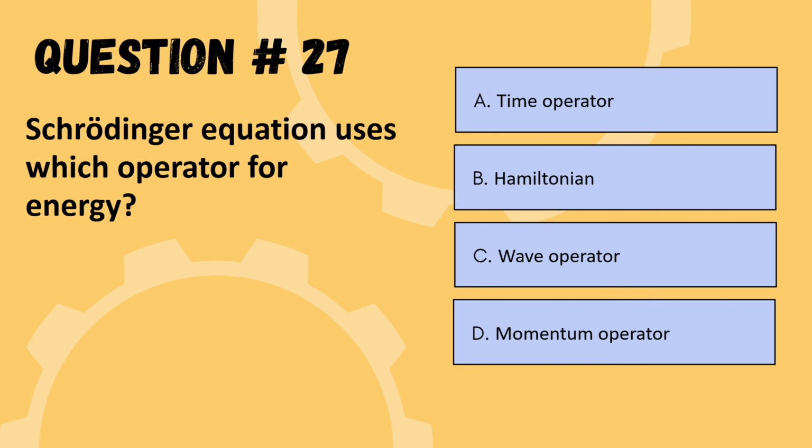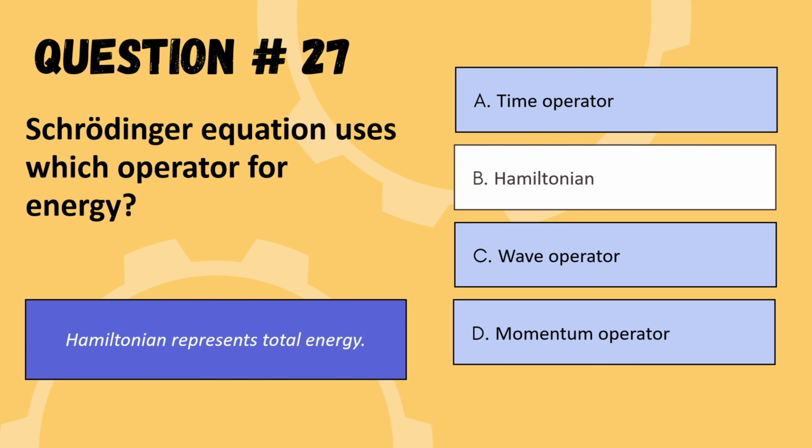Next question is Schrodinger equation uses which operator for energy? Options are time operator, Hamiltonian, wave operator, or momentum operator. So the correct option is option B, Hamiltonian operator. So we are moving to the next question.